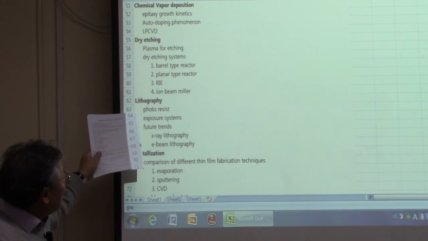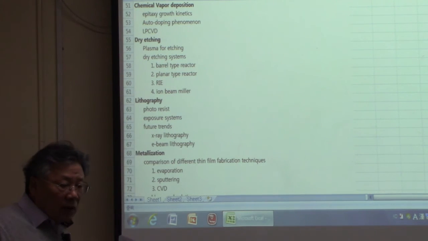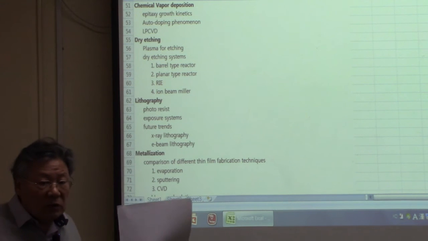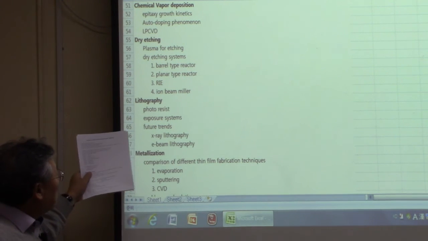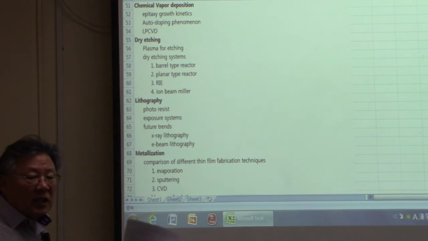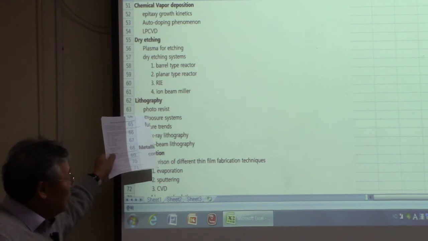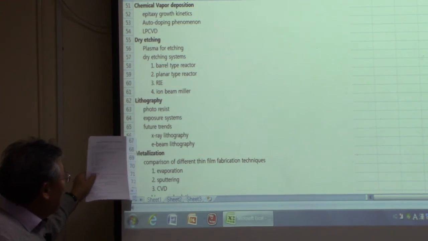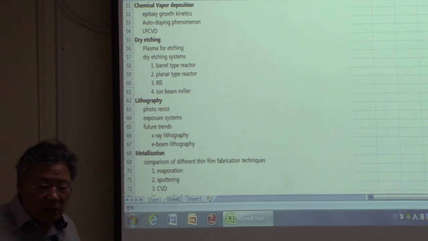And then we move to the lithography. In the lithography, we are not going to introduce a theory behind this, but we are going to discuss the chemistry related to the photoresist. Okay, and then exposure systems and the future trends in the lithography.